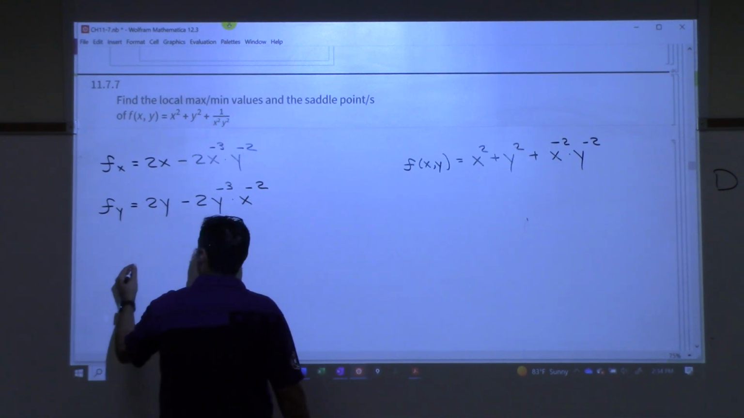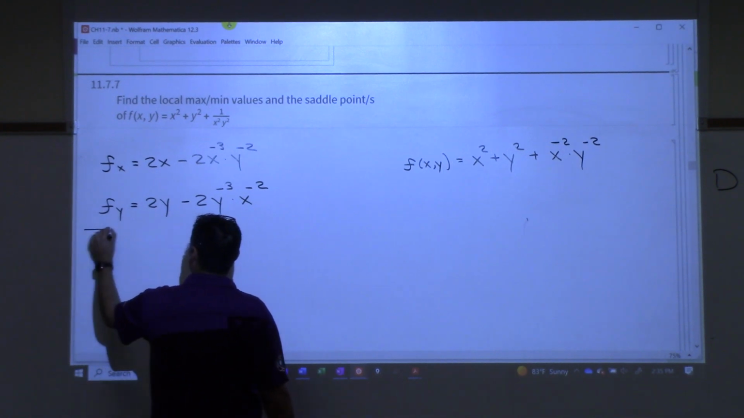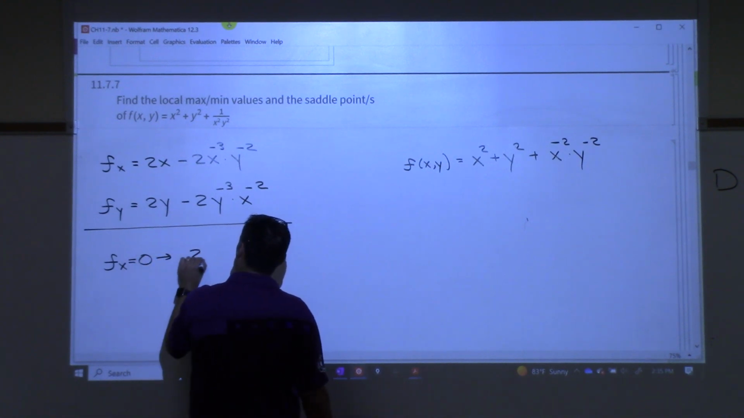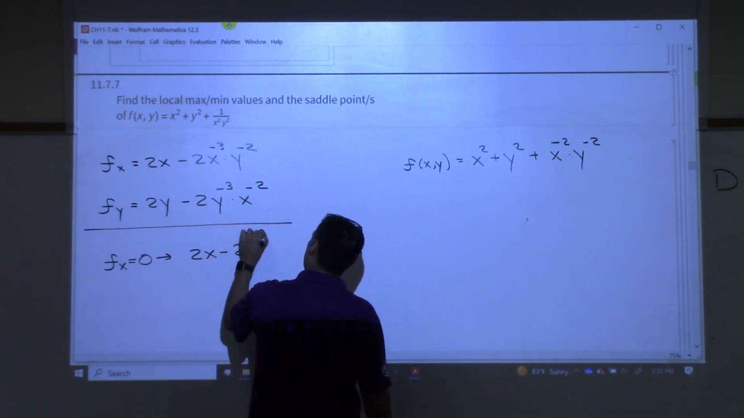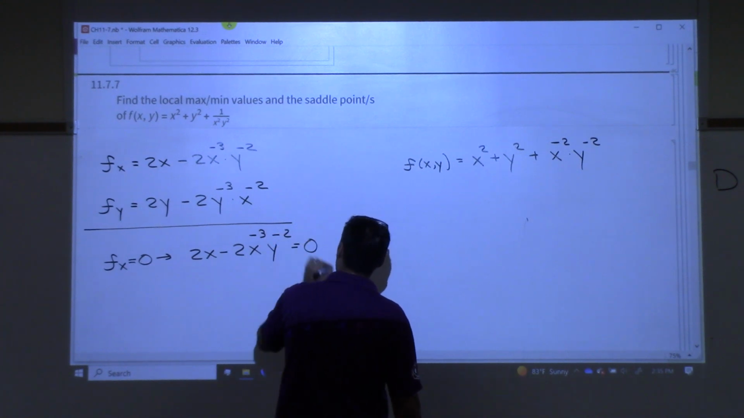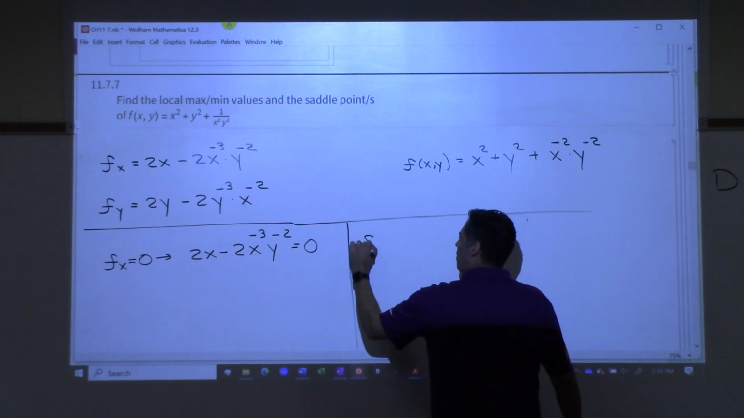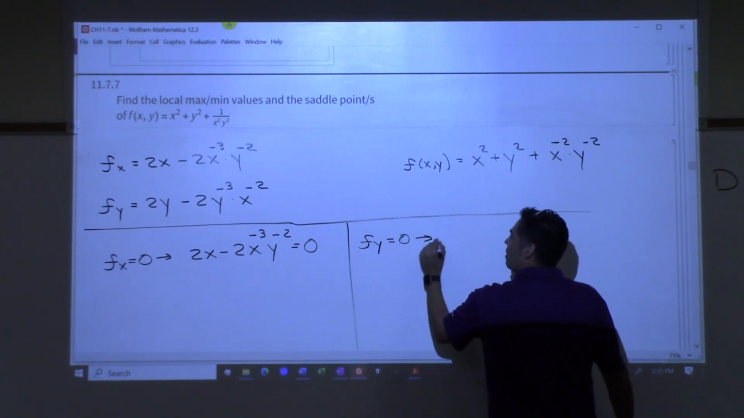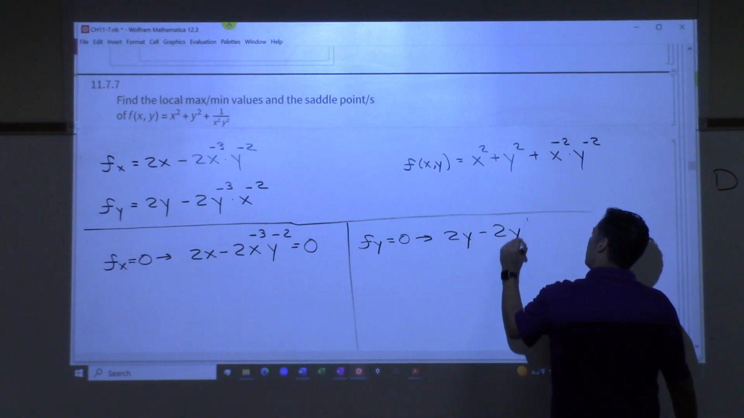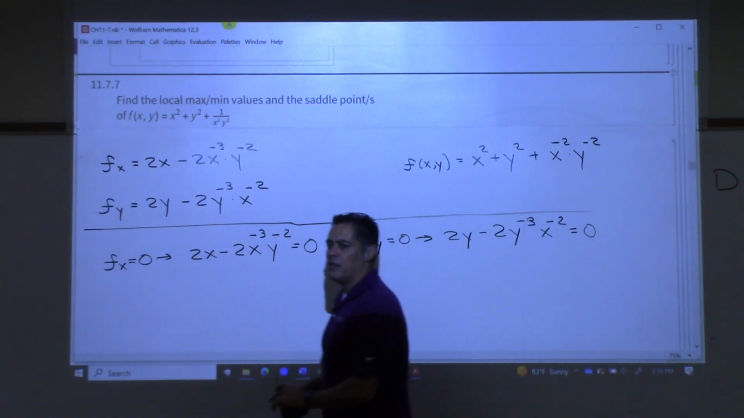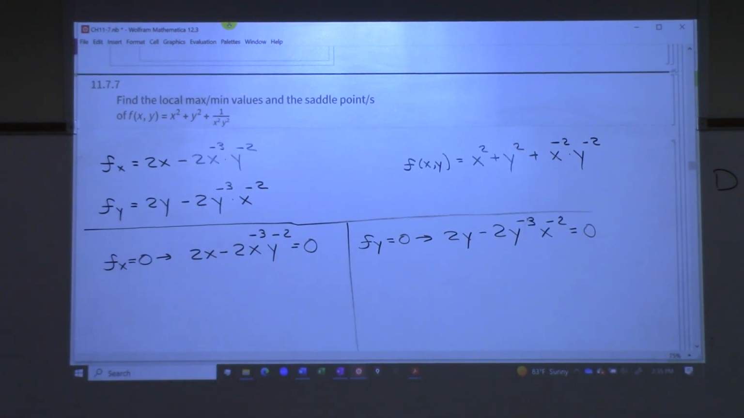All right, so let's set this first one equal to 0. I need the first partial with respect to x equal to 0. All right, 2x minus 2x to the negative 3, y to the negative 2 equals 0. That's not an equation you see every day, is it? And then the other one, I need the partial with respect to y equal to 0: 2y minus 2y to the negative 3, x to the negative 2 equals 0. Nonlinear equations, right? A system of 2 equations, 2 unknowns, nonlinear. Solve for x and y that make both of these true.